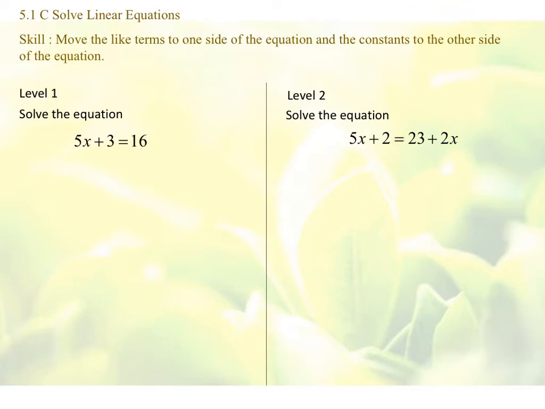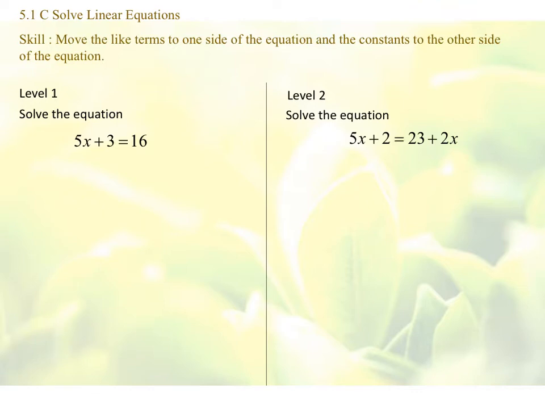Okay, let's do the basic skills first. The basic skill I'm going to explore is to move the like terms over to one side of the equation and the constant term to the other side of the equation. So let's look at our level 1 question. You'll probably need to find a space to write down these two questions somewhere. Maybe you can take out your exercise book, pause the video, copy down the question, and then try to follow the lesson after that.